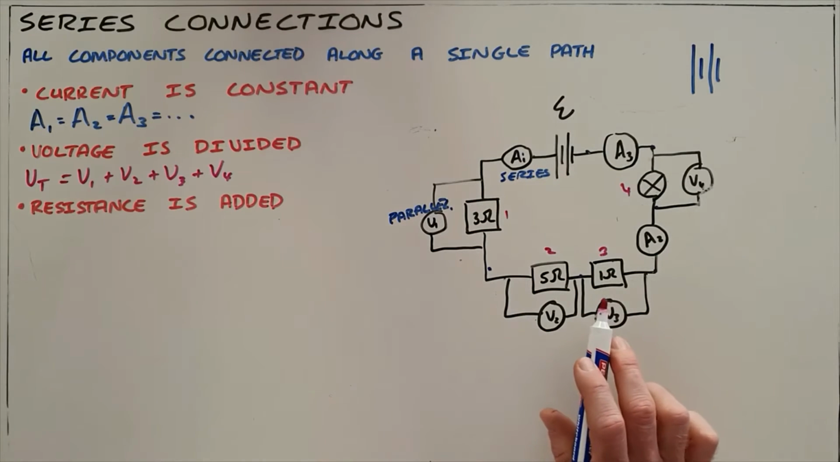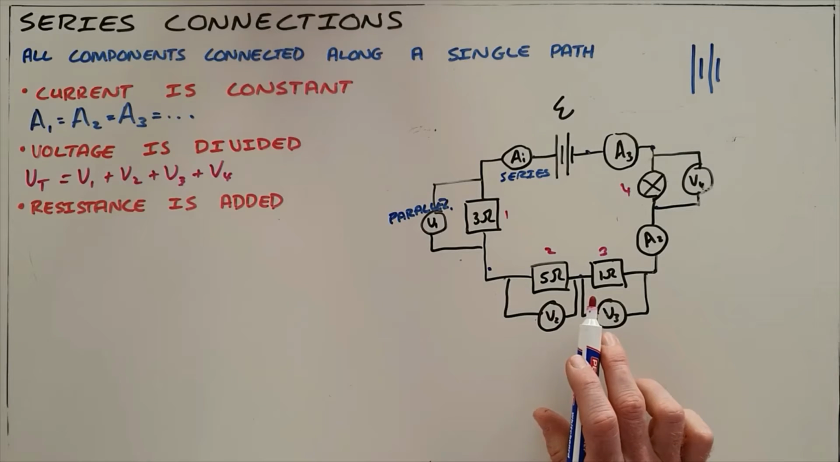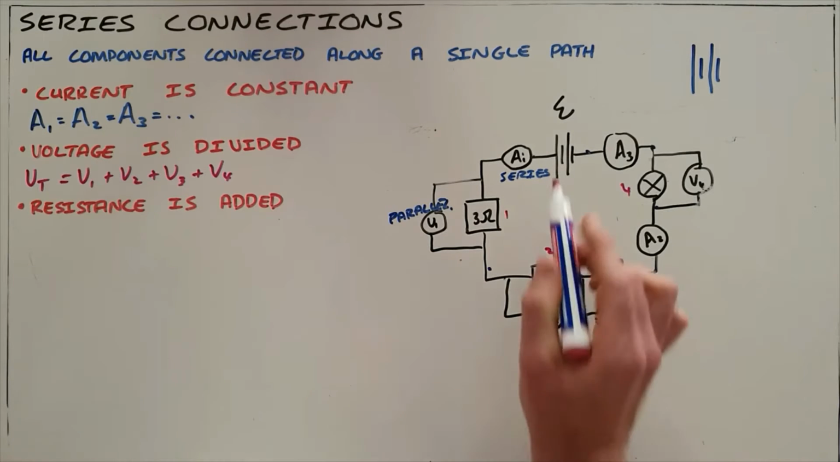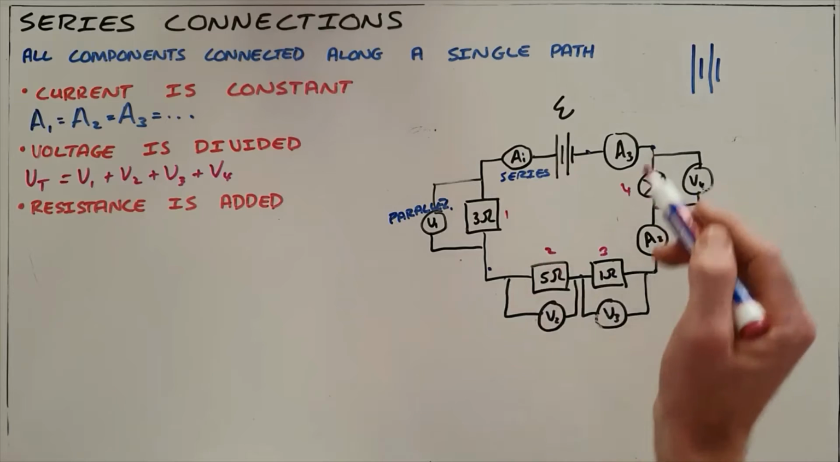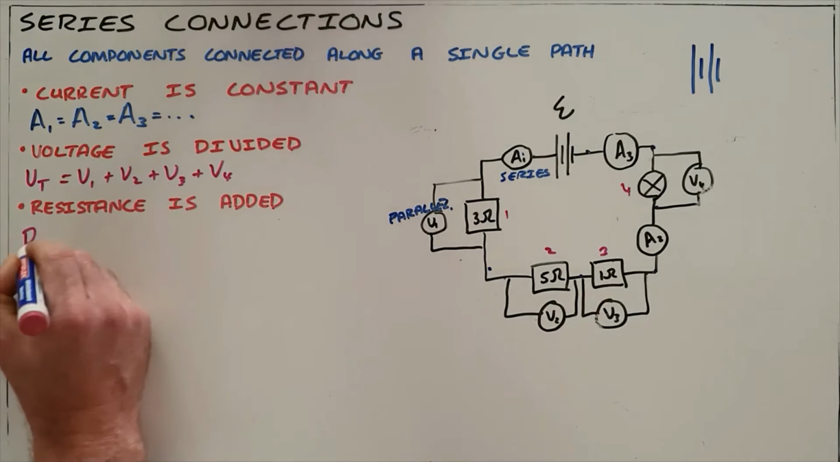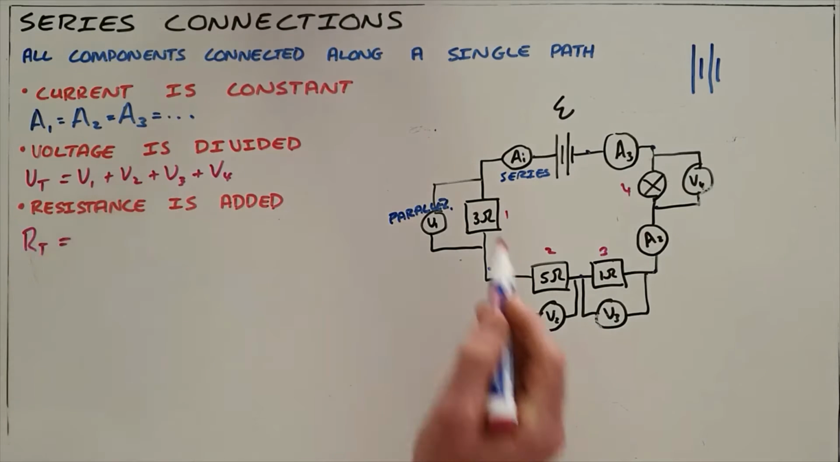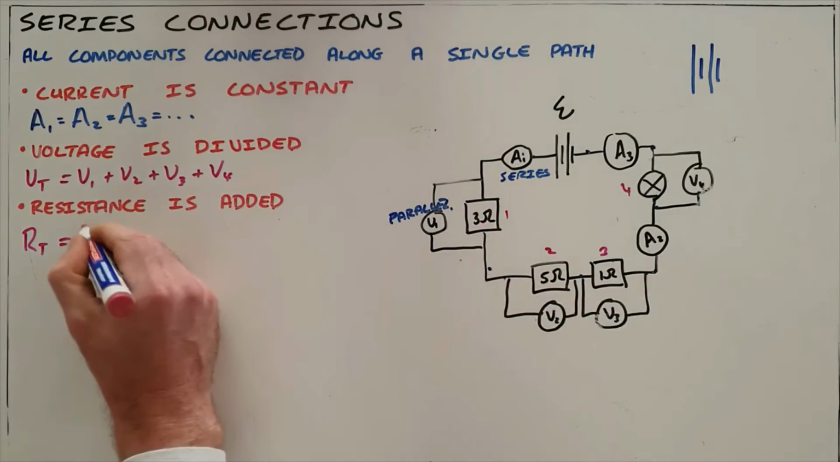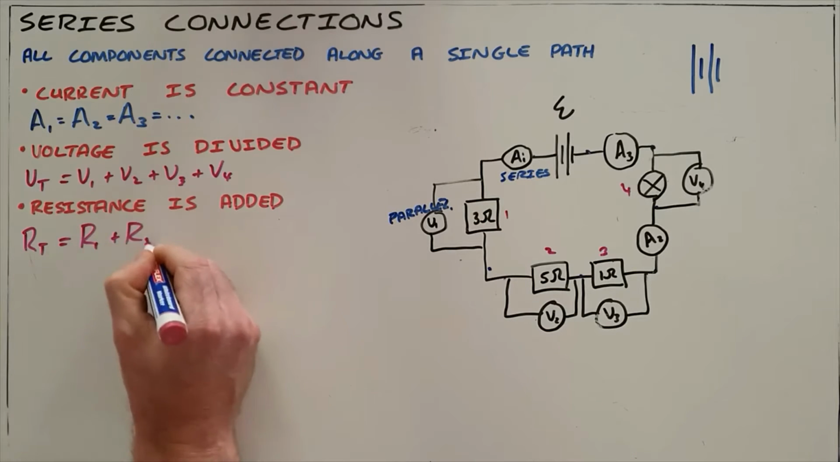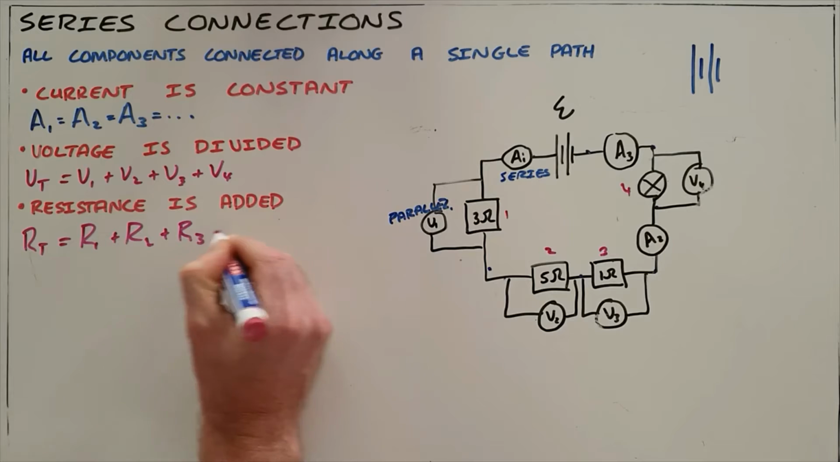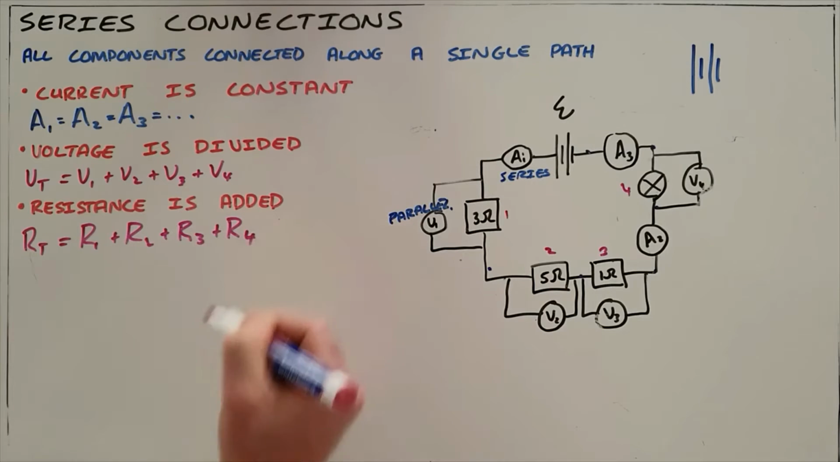And finally, the total resistance in a circuit is added. Because the current must pass through every single resistor, the total resistance in a circuit is equal to the sum of each resistor in that circuit, R1 plus R2 plus R3 plus R4 in this case.